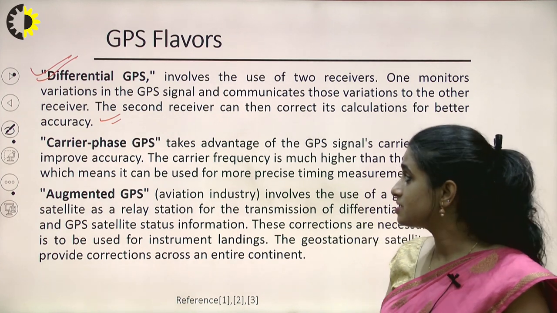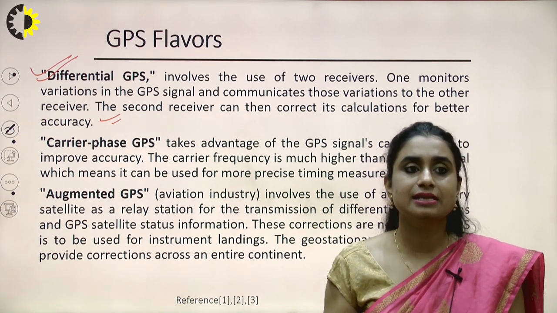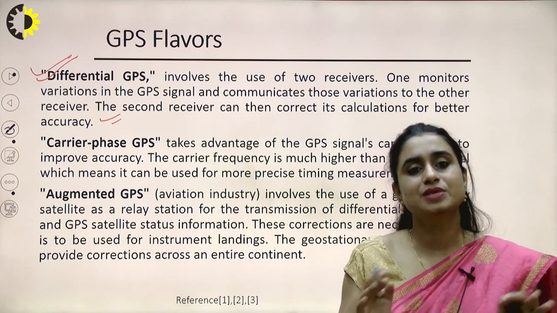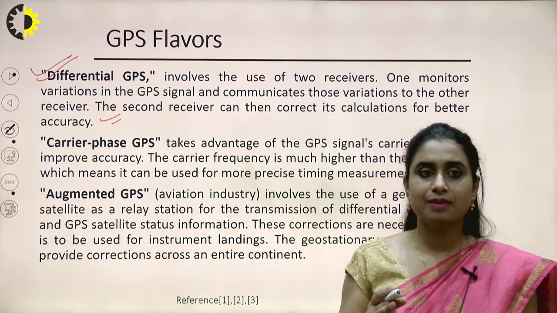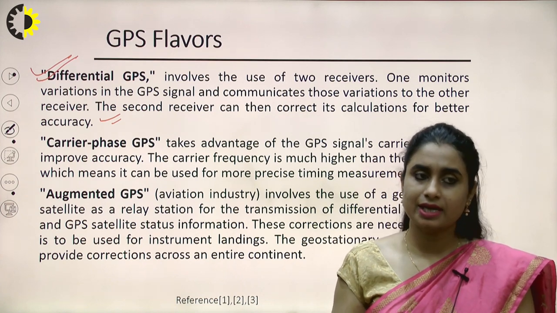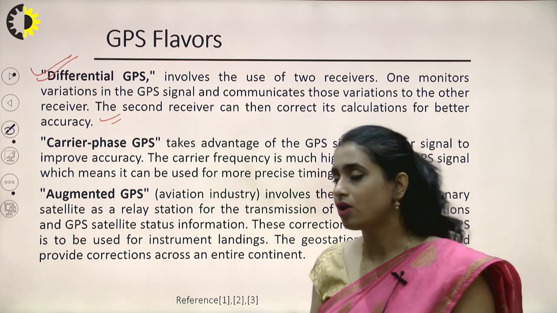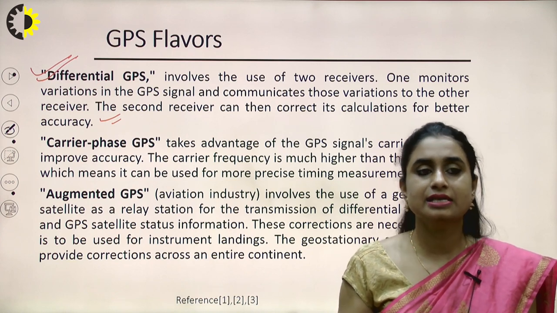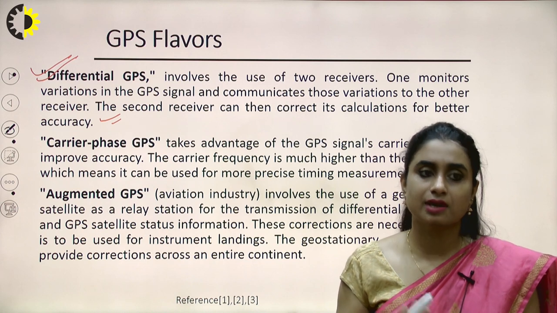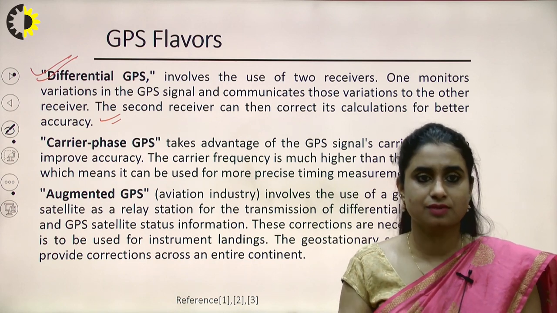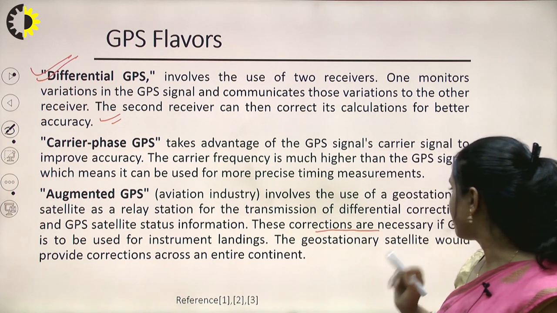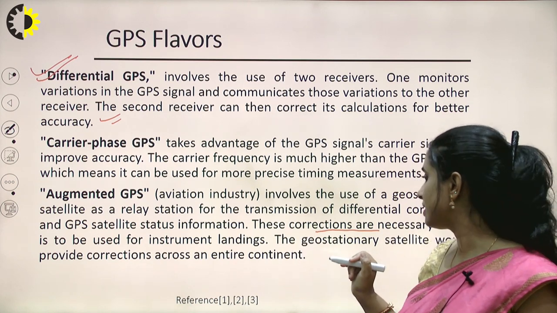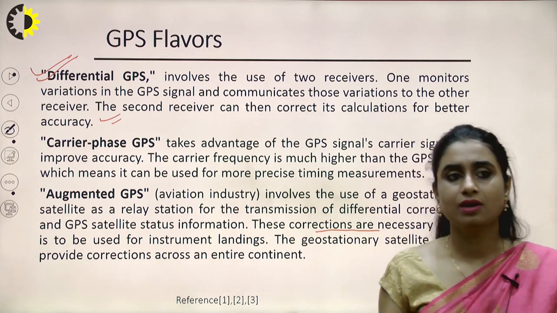Carrier phase GPS takes advantage of the GPS carrier signal to improve accuracy. So here accuracy is also improved. The carrier frequency here is much higher than the GPS signal, which means it can be used for more precise timing measurements. Another kind of GPS we use is augmented GPS. It involves the use of geostationary satellites as a relay station for the transmission of differential corrections and GPS satellite status information. These corrections are necessary if GPS is to be used for instrument landings. The geostationary satellite would provide corrections across an entire continent.